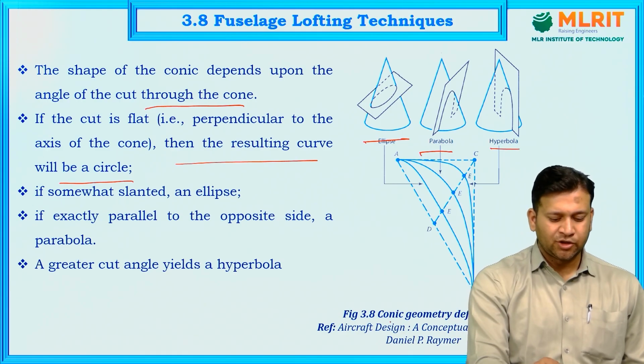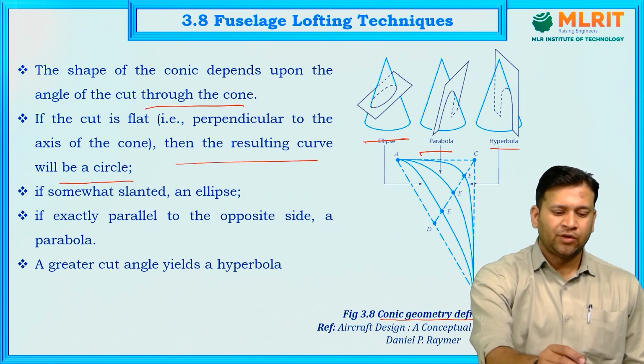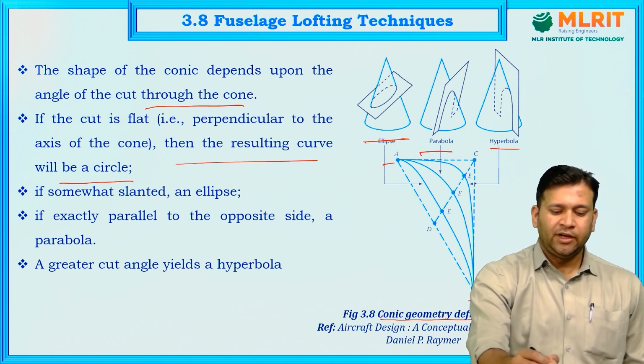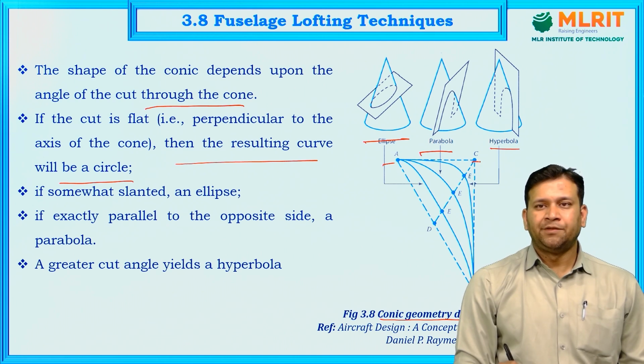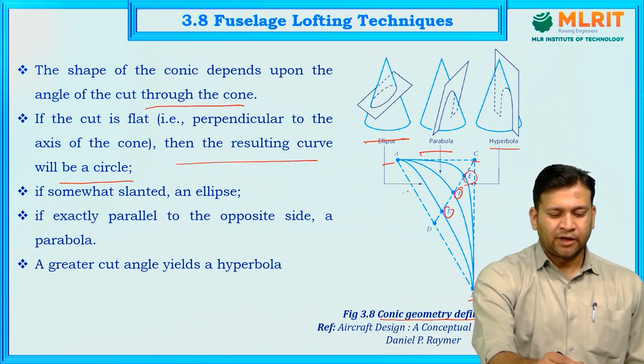This is the conic geometry definition, where we have different cuts here, and then we have the points A, B and C, which are giving us the curves. This is eccentricity here, E is eccentricity in these cases. This is for ellipse, this is for parabola, and this is for hyperbola.